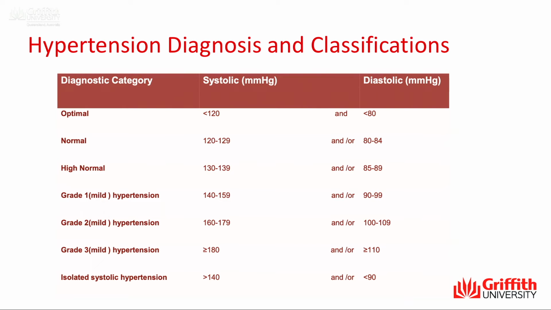So grade 1, grade 2, grade 3. It should say mild, moderate and high hypertension for the different grades. And we can see the different readings here.